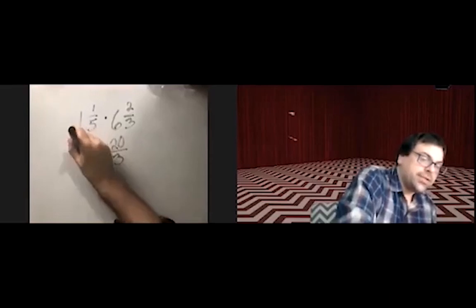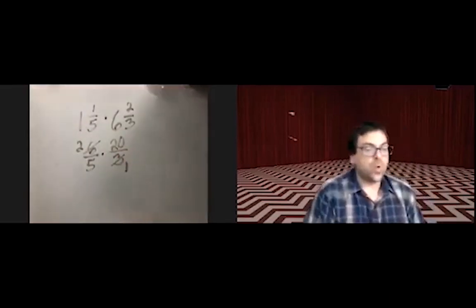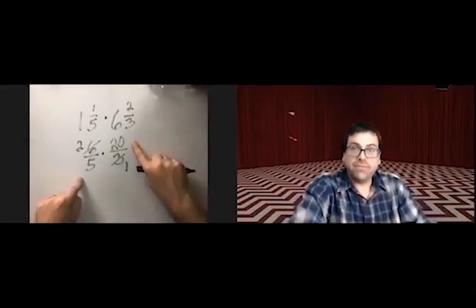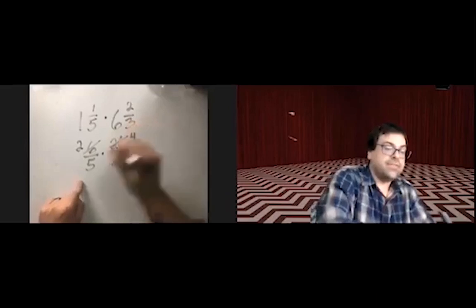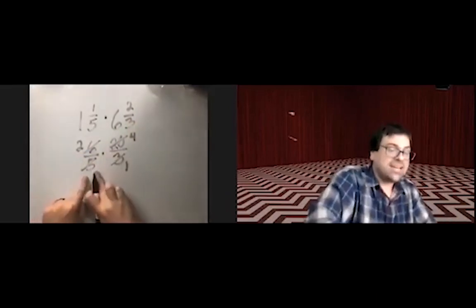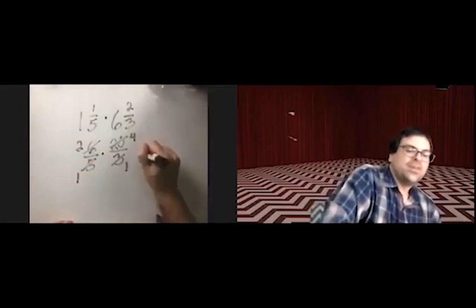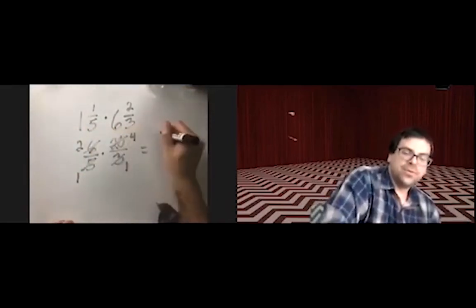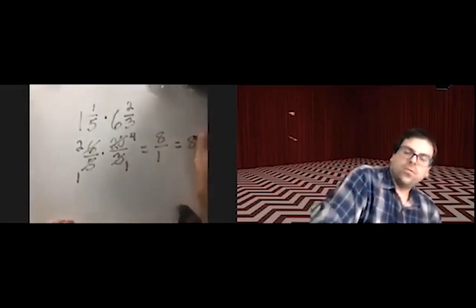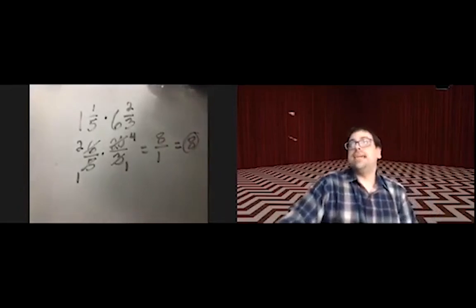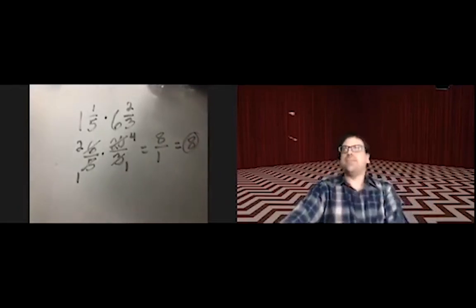6 divided by 3 is 2. 3 divided by 3 is 1. 20 and 5, both divisible by 5. 20 divided by 5 is 4. 5 divided by 5 is 1. On the top, 2 times 4 is 8. On the bottom, 1 times 1 is 1. 8/1 is just 8. Anything over 1 is itself.